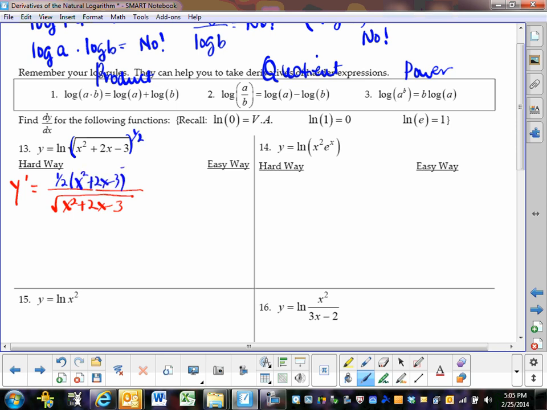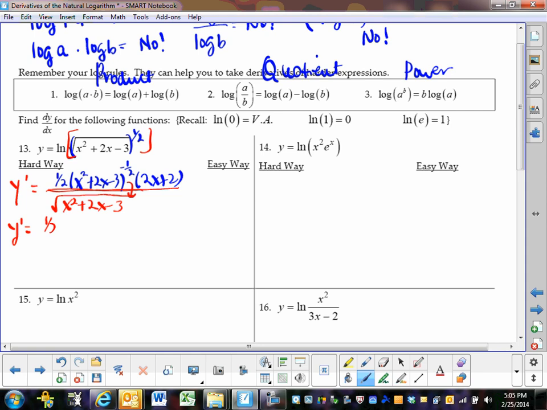Okay, so I'm going to show you why it's so important to know your log rules. I'm going to do the first 2 problems, both the hard way and the easy way, so that you can decide for yourself. Okay, so the derivative says to take whatever is on the inside and put that on the bottom. And the derivative of the inside goes on the top.